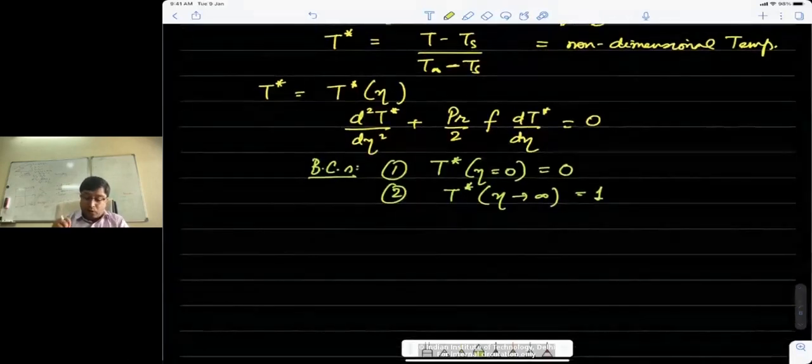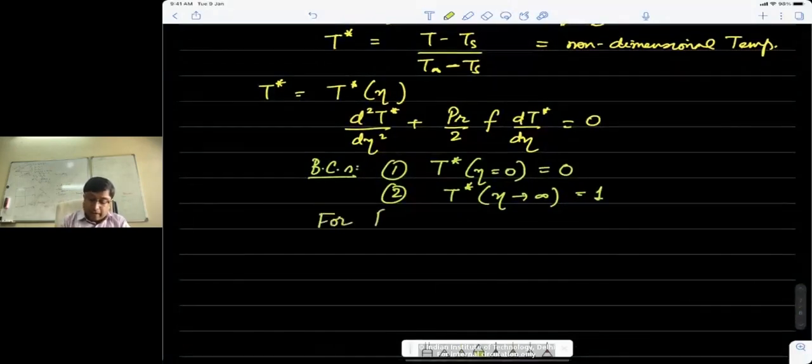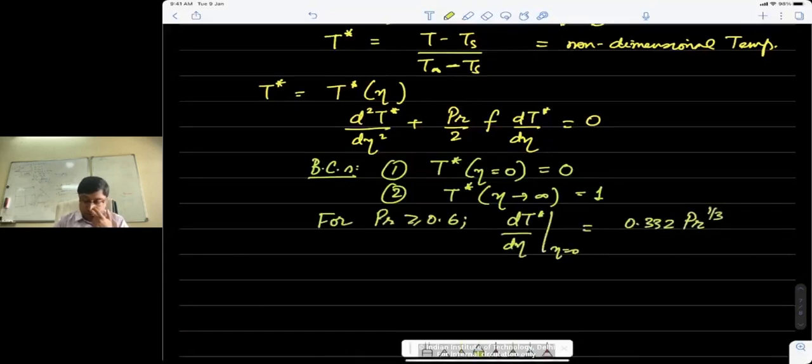Now, for reasons of brevity, I don't want to go into details here, but for Prandtl number greater than or equal to 0.6, the slope dT star d eta at eta equal to 0 comes out to be 0.332 times Prandtl to the power 1/3, which is basically the solution of this equation. Once you solve this equation, you take the derivative, and for Prandtl number greater than 0.6, it has been found that it comes out with this coefficient.